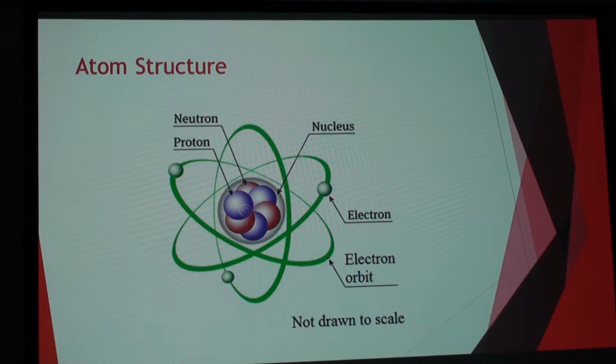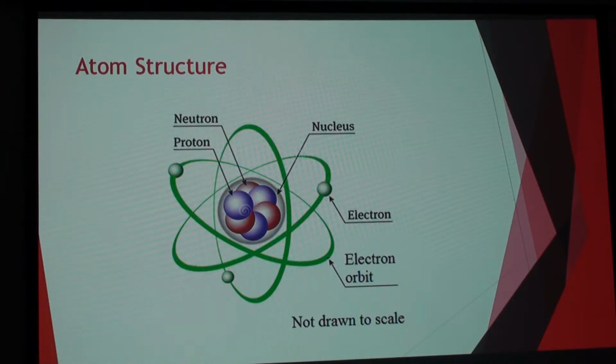Next, we have the atom structure. Here, this is what an atom looks like, but it's not drawn to scale. If this was drawn to scale, the electrons would be way farther than these are drawn. But just to know the basic structure of an atom, we draw them like this. So the first part of an atom is the nucleus. The nucleus is composed of protons, which here are purple, and neutrons, which here are red. The protons have a positive charge, and the neutrons have no charge.